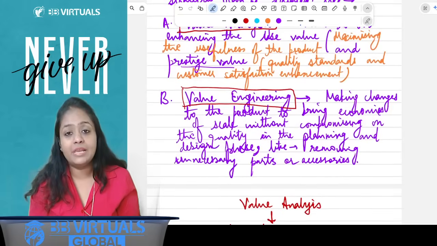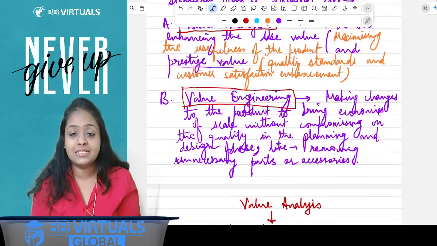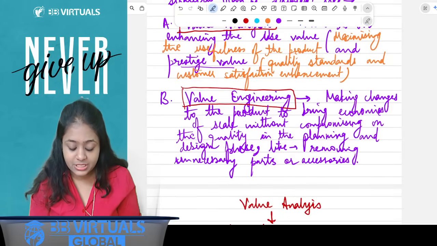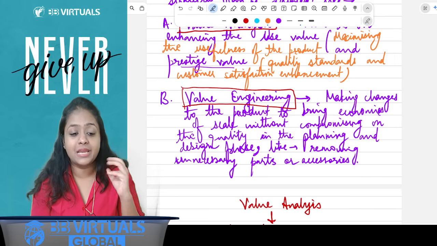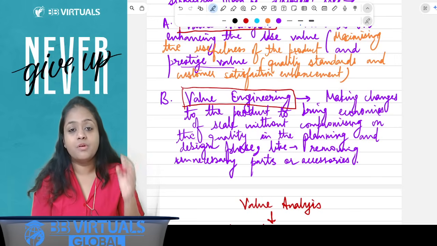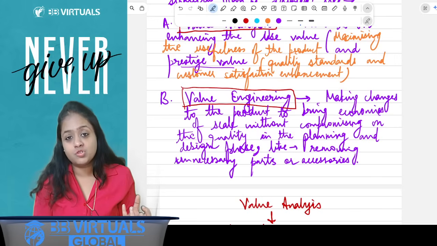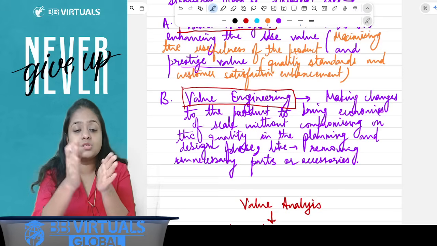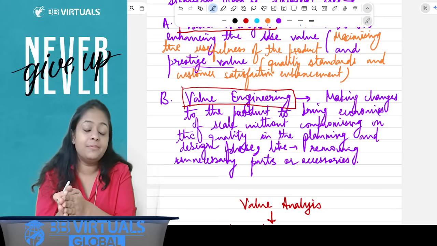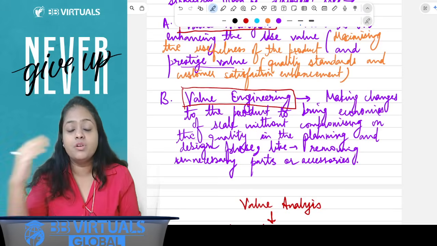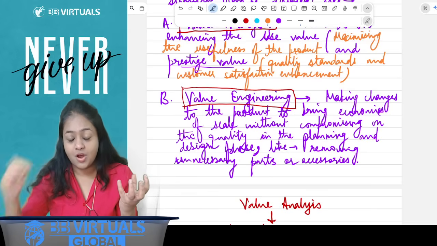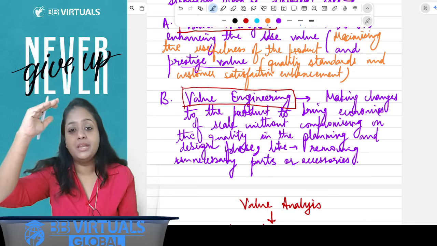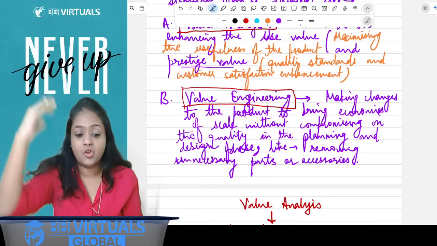Now let's go to value engineering. Value engineering basically says that you make changes to the product to bring economies of scale, that is make it cheaper at the highest quality. So at the time that we like to reduce the cost so that we reduce the cost gap, at the same time we focus on not compromising with the quality. So on one side we are lowering the cost and on the other side we are trying to maintain the quality or enhance it but not lower it.